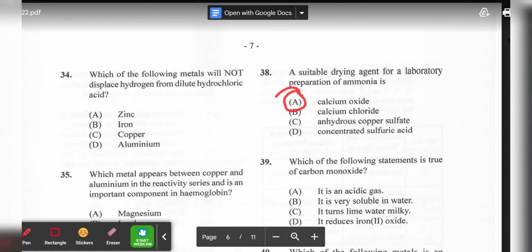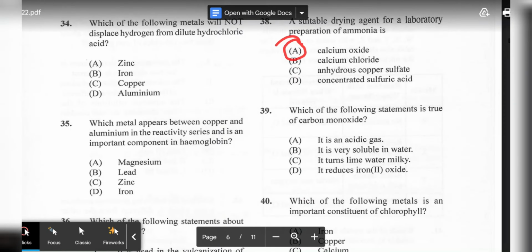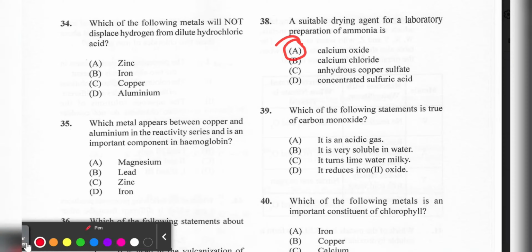39. Which of the following statements is true of carbon monoxide? It is an acidic gas? No, it's actually not acidic. It is very soluble in water? No. It turns lime water milky? No. It reduces iron 2 oxide? Yes, it can reduce iron 2 oxide. That is why it's used in the blast furnace. So our answer here is D. Remember that iron oxide may be reduced chemically, and carbon monoxide is the agent which does the reduction.